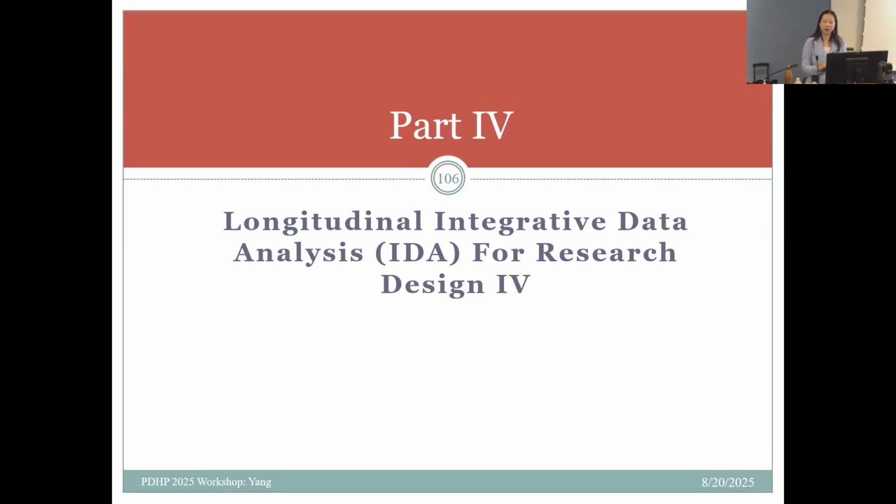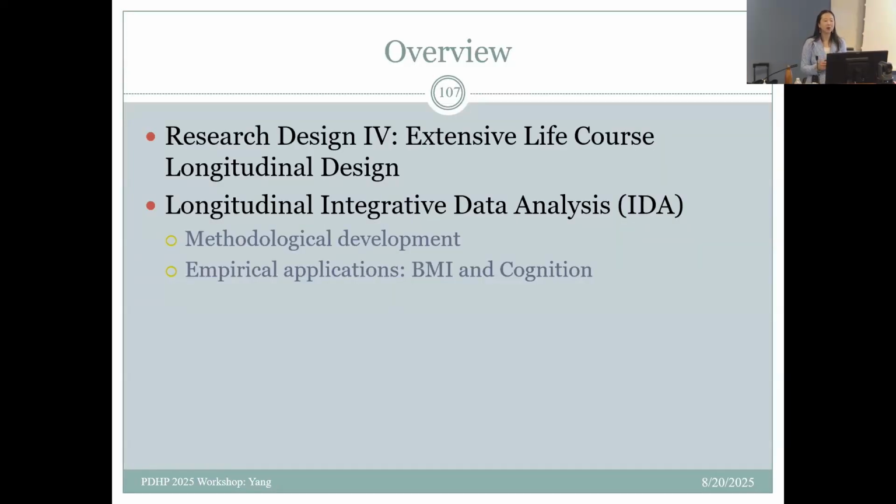So longitudinal integrative data analysis, or IDA, for research design 4. I will talk about what this design is like, what it means and what it takes, and some resources you could take away to build your own, based on my past 3 years of struggle. Then I will talk about the general guidelines and framework for longitudinal IDA using this kind of design, using the example of recent studies of BMI and cognitive aging.